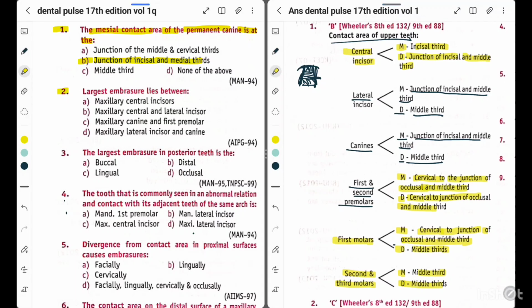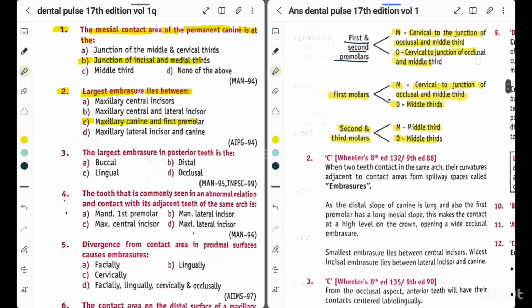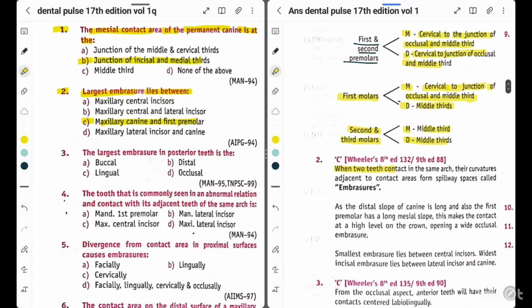Now question 2, largest embrasure lies between. So its answer is C, maxillary canine and first premolar. So let's see its explanation. When two teeth contact in the same arch, their curvatures adjacent to the contact areas form spillway spaces called embrasures. As the distal slope of the canine is too long and also the first premolar has a long mesial slope, this makes the contact at a high level on the crown, opening a wide occlusal embrasure.